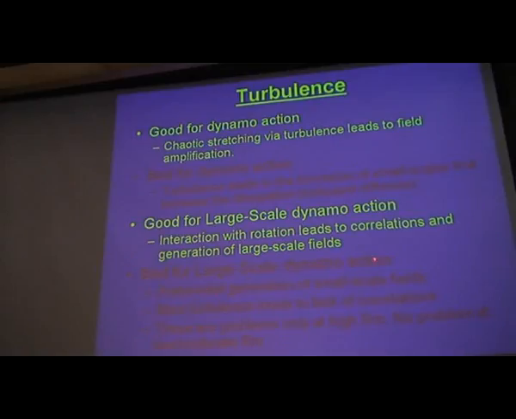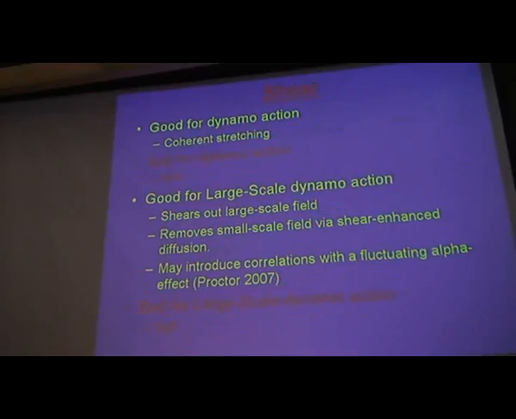You can say it's bad for large-scale dynamo action because you get this preferential generation of small-scale fields. At high magnetic Reynolds number, that's certainly true, or seems to be true. The more turbulent you are, the more random you are, which leads to some lack of correlations. And as I stressed earlier, these really are problems at high magnetic Reynolds number. There is no problem at low or moderate magnetic Reynolds number.